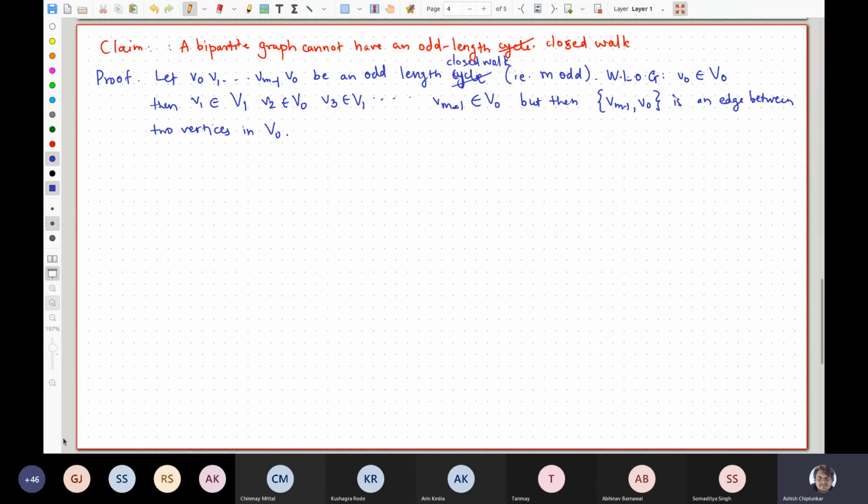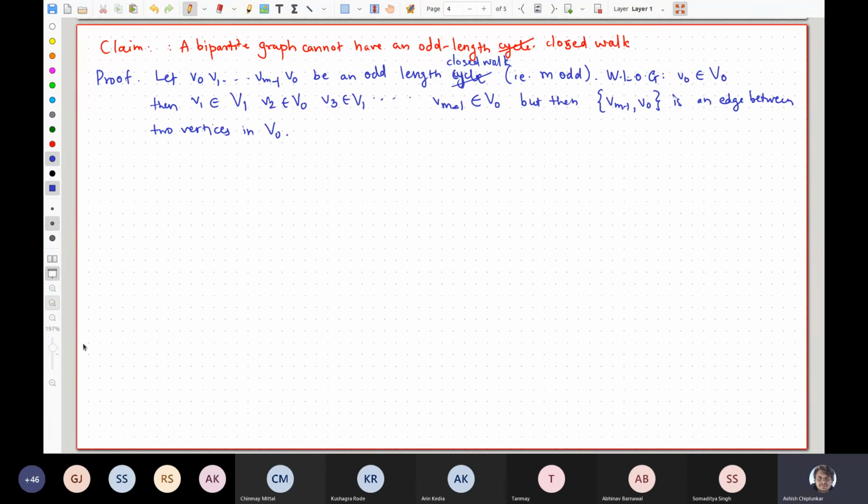Let's guess. So raise your hand if you think that this is a necessary and sufficient condition, which means that if a graph does not have an odd length cycle, then it must be bipartite. How many of you think so? Okay, there are some. Okay, several people. Out of the 56, I think around a quarter of the class, maybe. Okay, cool. Please lower your hands now.